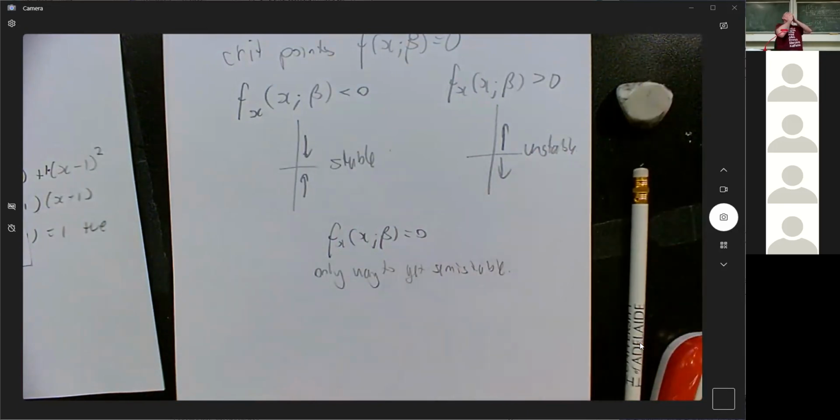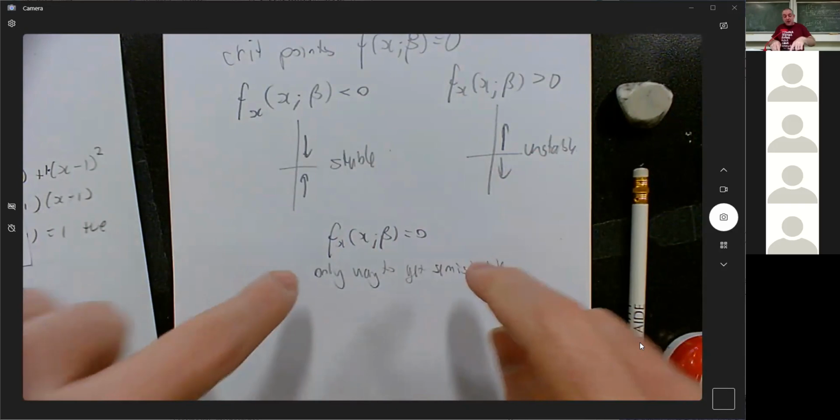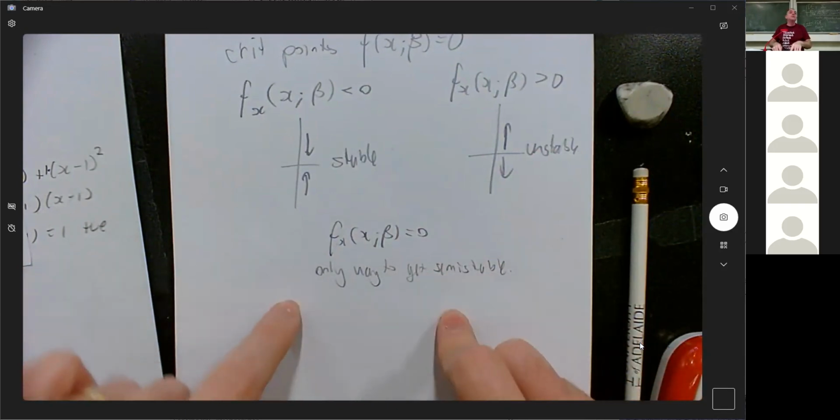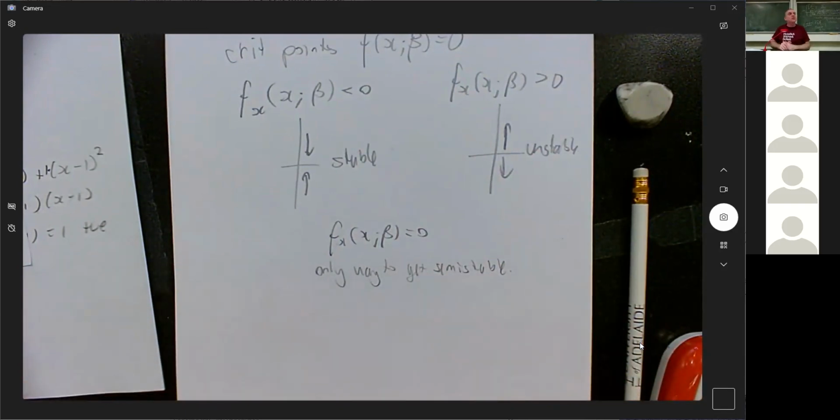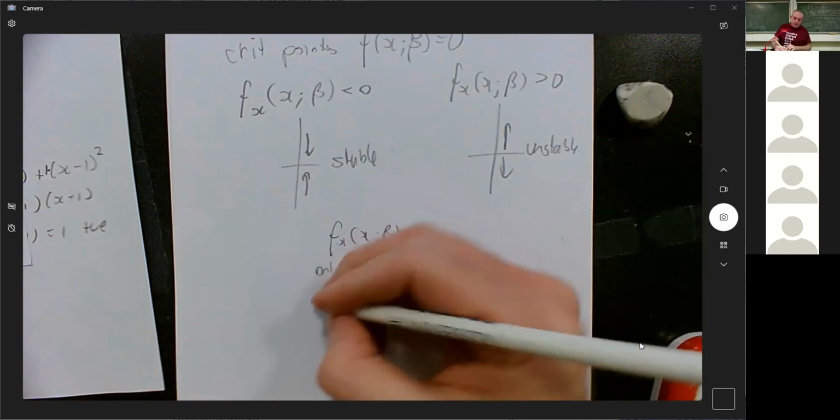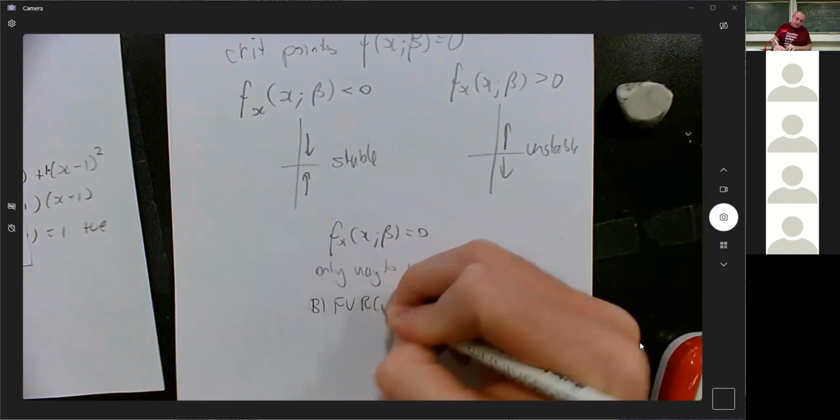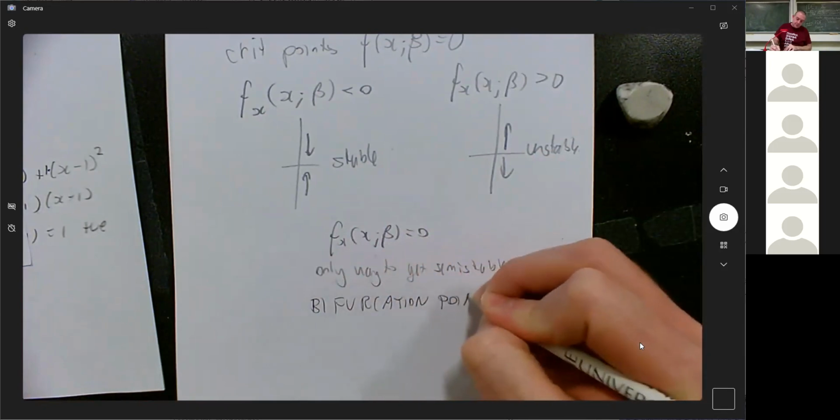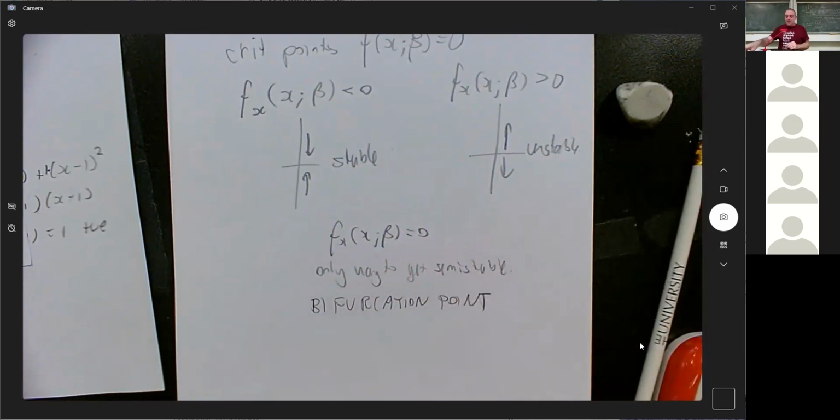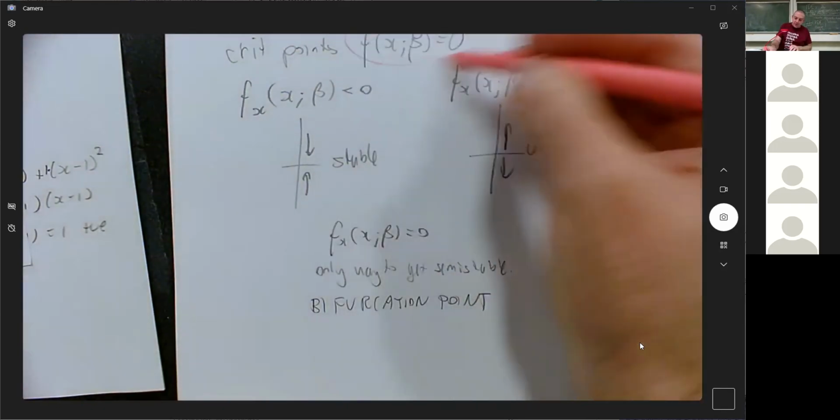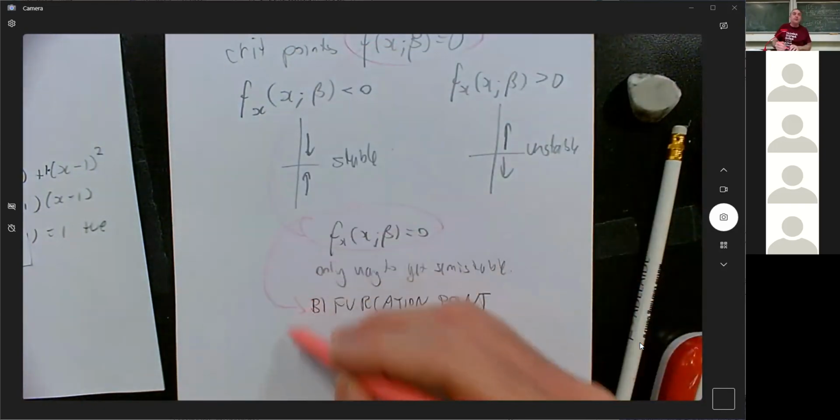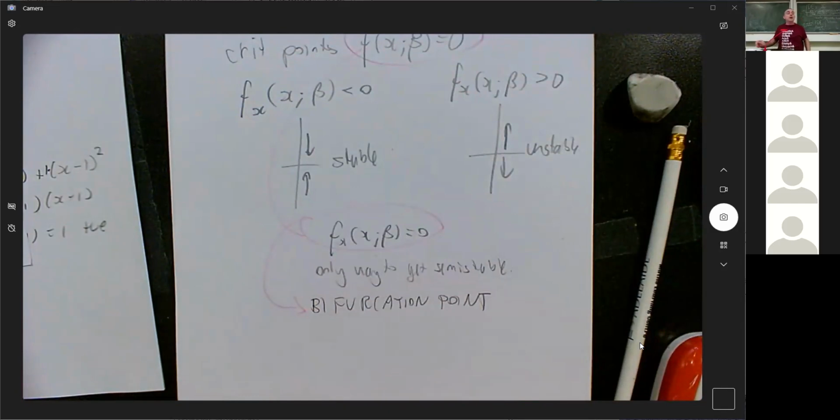Okay, and this is where bifurcation comes in. A bifurcation point is one of these points. But it's important to note that to be a bifurcation point, you have to have both this being 0 and this being 0 at the same time. I remember an assignment where they just straight up said, what are those two equations, and you solve them simultaneously.